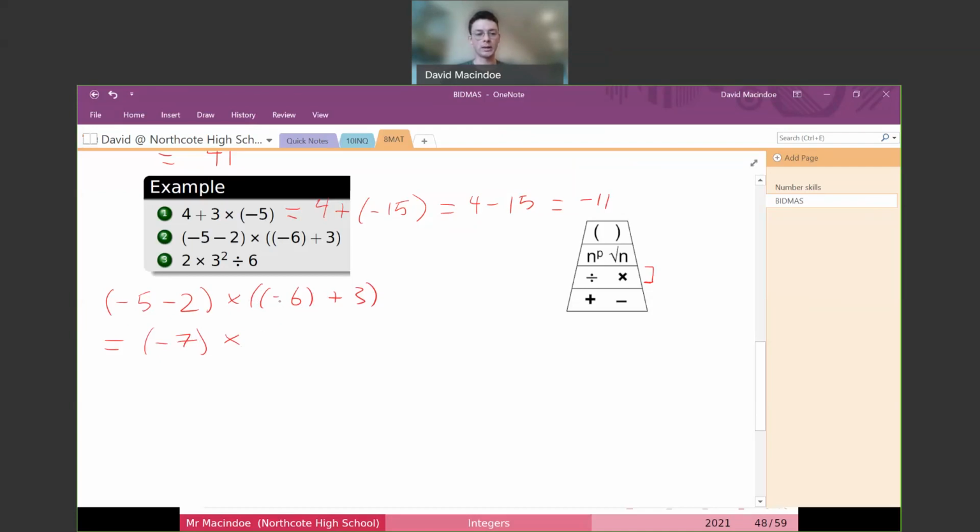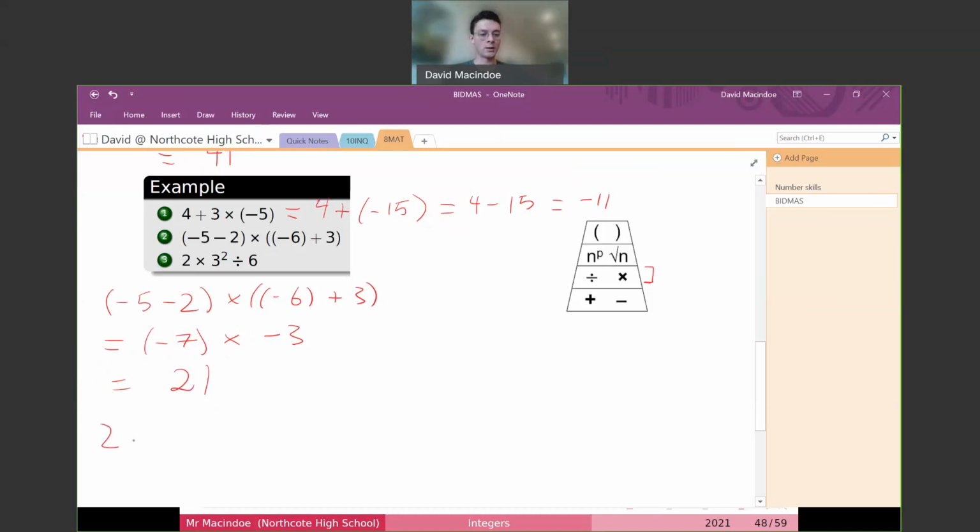So negative 6 plus 3, that brings me to minus 3. And yeah, I can forget about any of these brackets now. I've just got some timesing to do. So I've got negative 7 times negative 3. Got the same sign. If you've got the same sign, you always end up with a positive, and 7 times 3 is 21. So that's our answer.